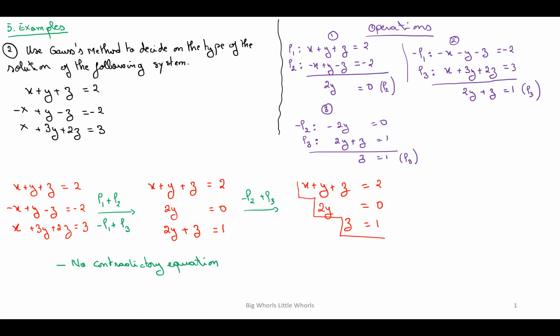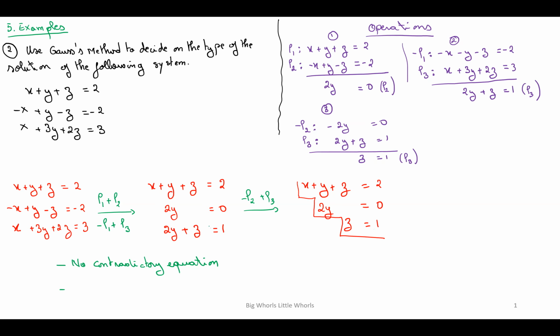Okay, and also we have a row where each variable is leading. We have 3 variables in total, right? Those three variables are x, y, and z. In row 1, we have x leading. In row 2, we have y leading. And in row 3, we have z leading. So we have a row where each variable is leading.